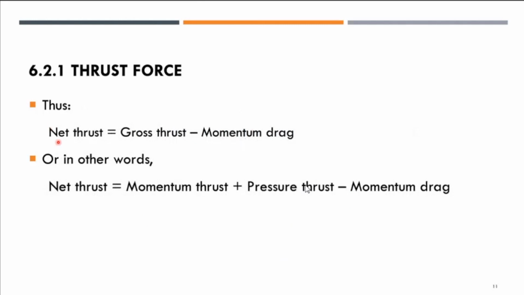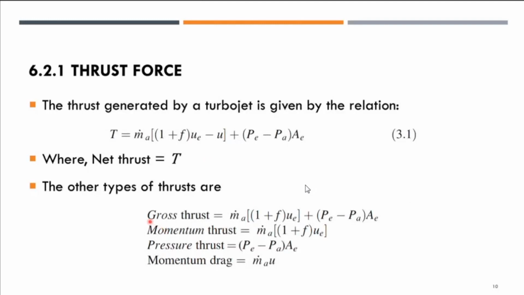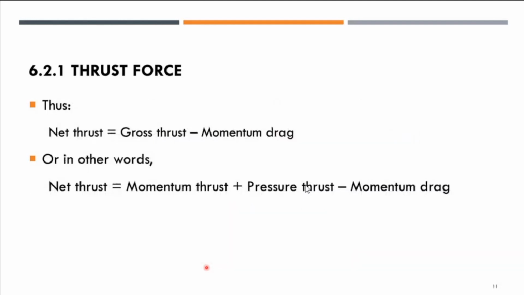We know that the net thrust of a system equals the gross thrust minus the momentum drag, or in other words, the net thrust equals the momentum thrust plus the pressure thrust minus the momentum drag. So if you refer back to the previous definition, you can write what is the net thrust, what is gross thrust, and momentum drag, and you will see that the left hand side is net thrust, the right hand side is the other components, and it is equal to the left hand side.